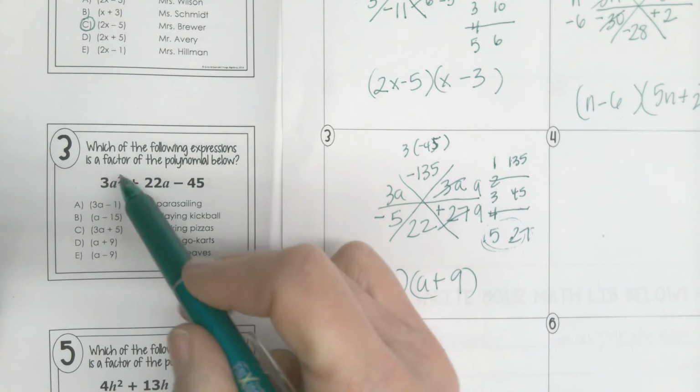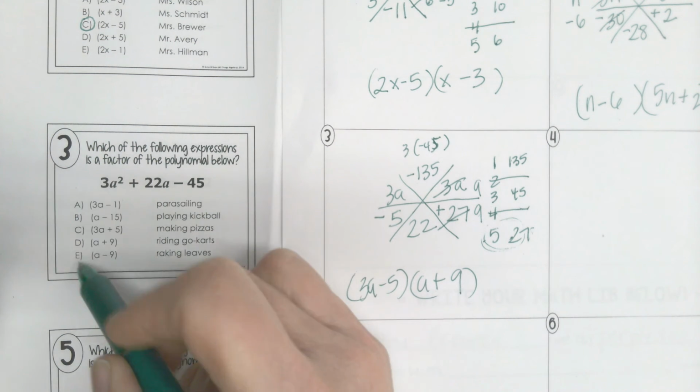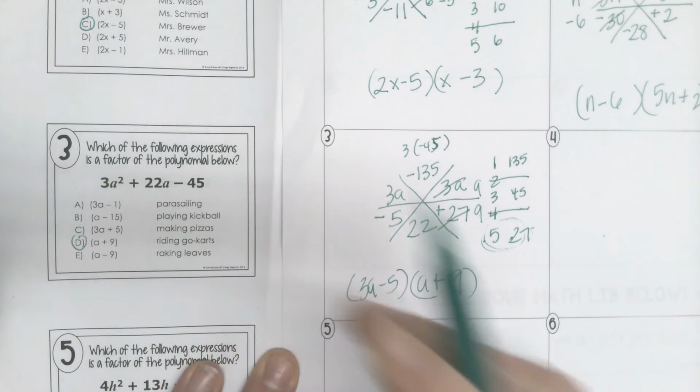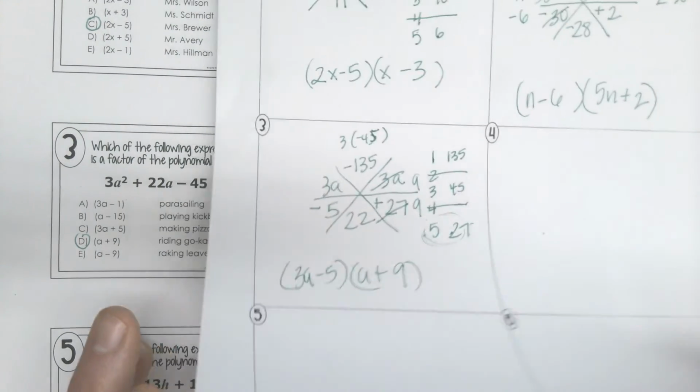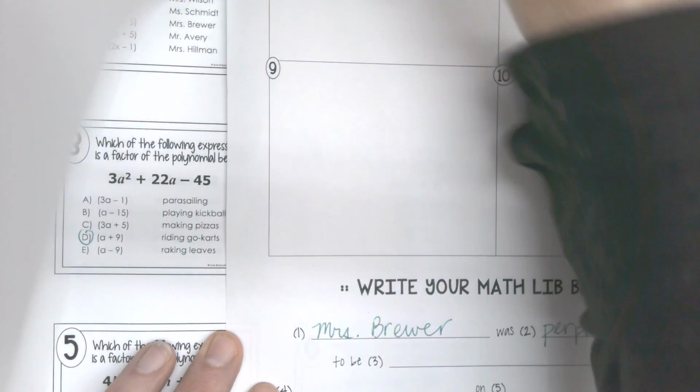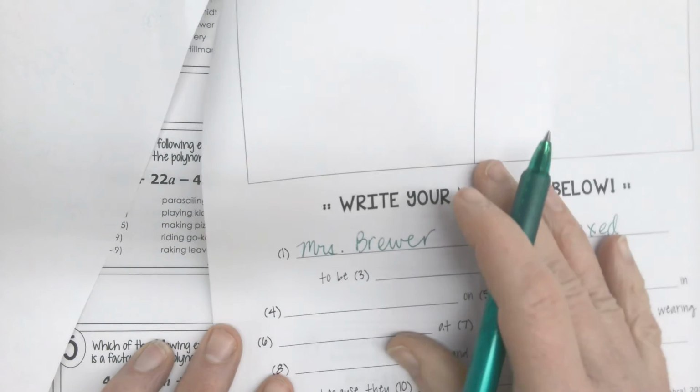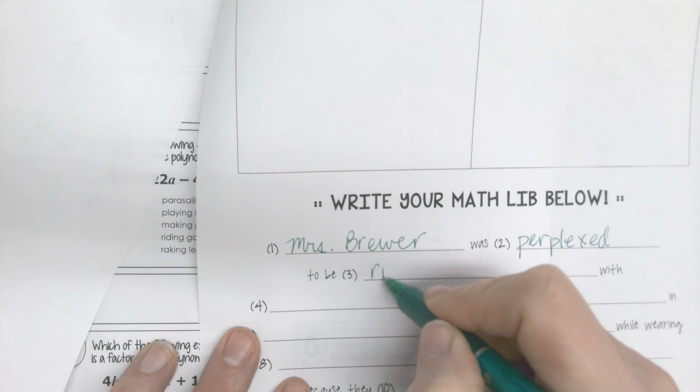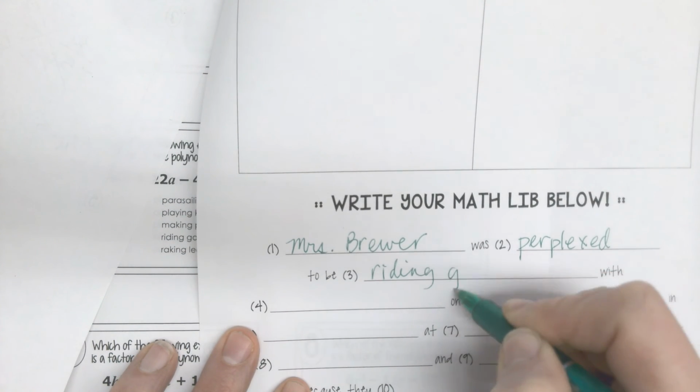Then I go look at my list. Are any of those factors there? It looks like I found D. So I'll go to the back Mad Lib page, and we will be next to 3. It said riding go-karts.